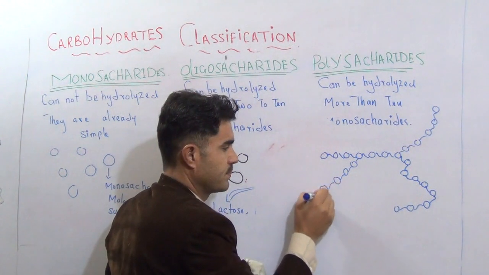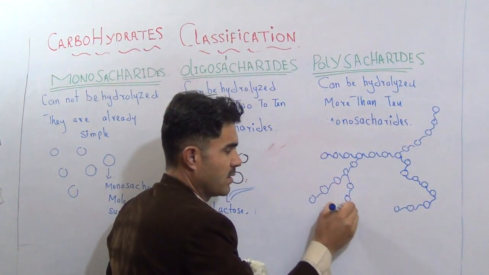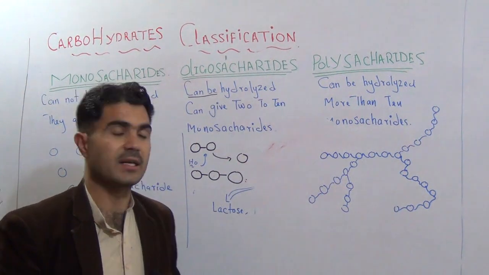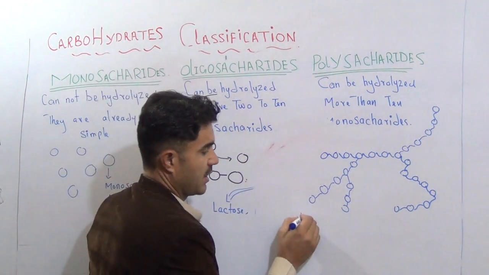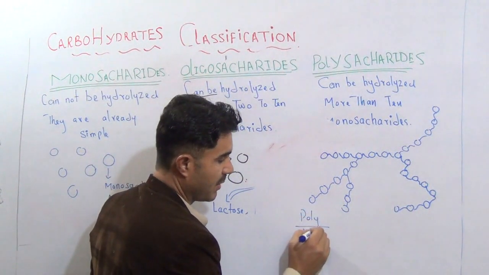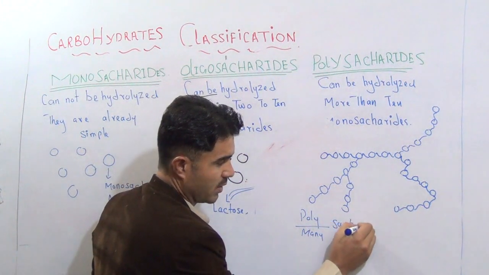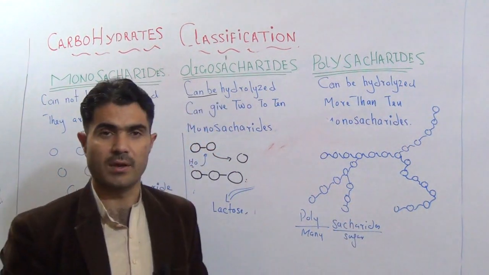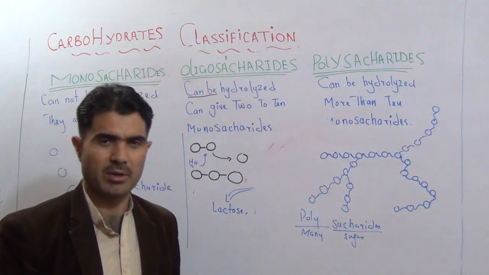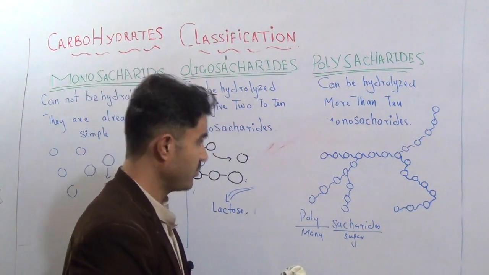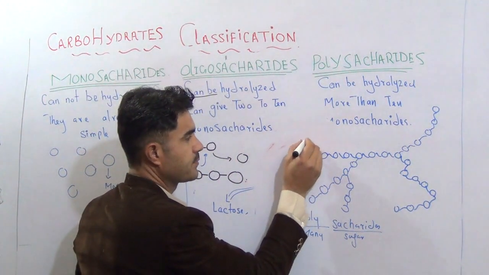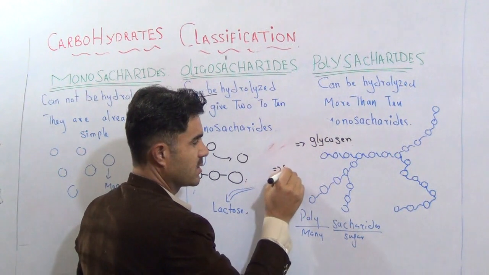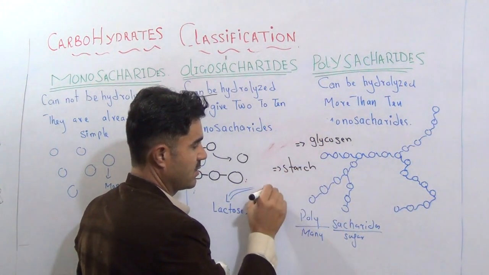Such carbohydrates, we have a lot of carbohydrates in this form. This kind of carbohydrates will be called polysaccharide, because the word poly means many and saccharides means sugar. So we have many sugars attached with one another. This will be called polysaccharide. What is an example of the polysaccharide? The examples of polysaccharides are number one, glycogen. Number two, starch, right? Number three, cellulose.